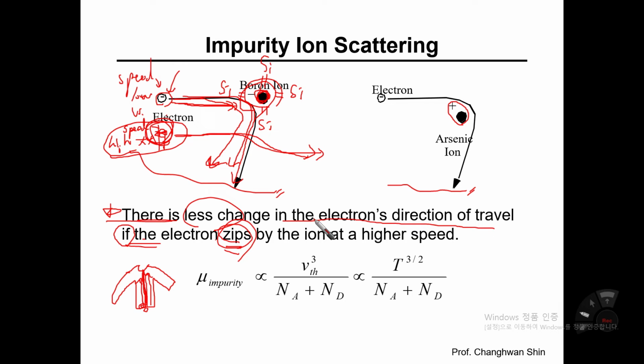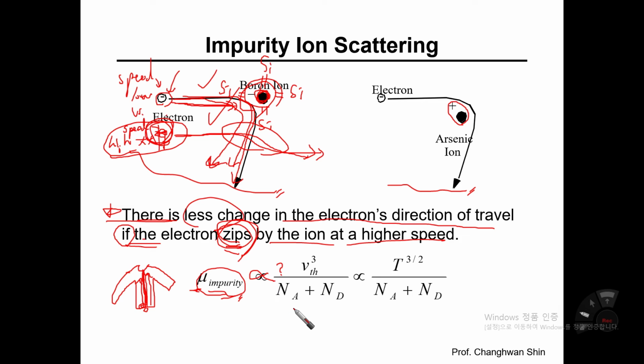So the electron zips by the ion at a higher speed, then a smaller amount of change in the electron's direction of travel can happen. So this verb itself can well explain two different events. And now the topic is: what is the mobility caused by ionized impurity atoms? This term is proportional to what?